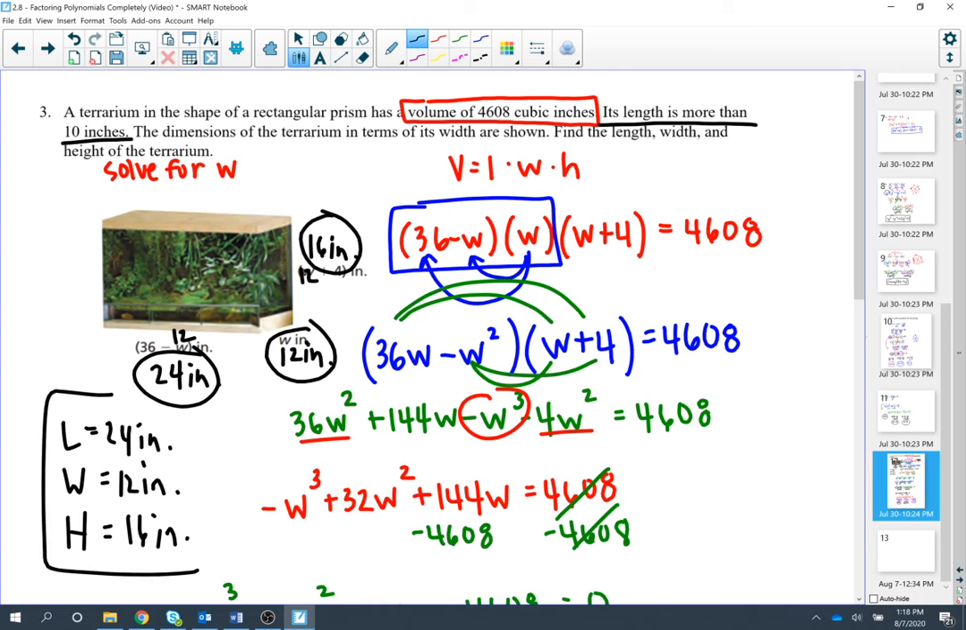And what number should you get if you take 24 times 12 times 16? And you better get this one, which you do. Try it. Grab your calculator. Take 24 times 12 times 16, and you get 4,608.